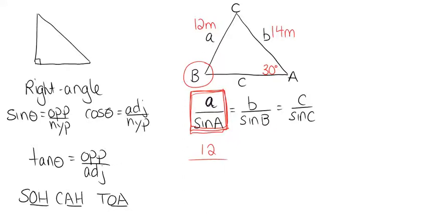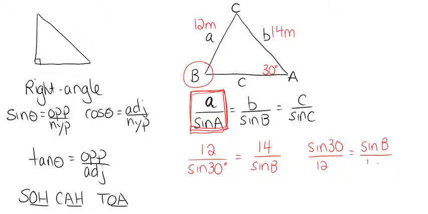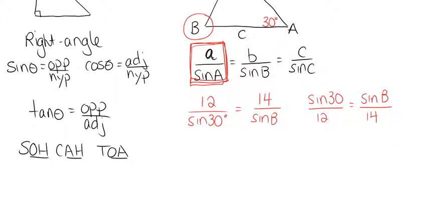So I'd have 12 over sine 30 equals 14 over sine B. And you can flip these ratios if you want to. If you don't like having that sine B on the bottom, you can simply flip your fractions and make it sine 30 over 12 equals sine B over 14. If you like that better, you can flip them as long as you flip both sides. Okay, so if I flipped mine, now I just want to isolate sine B, so I'm going to multiply both sides by 14. So it'll cancel that out.